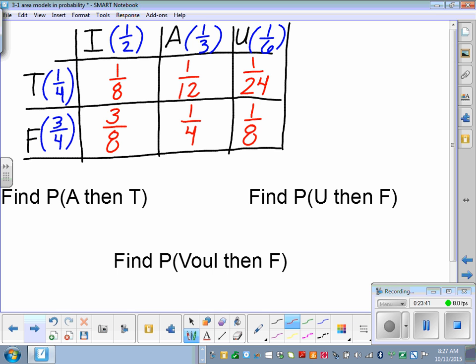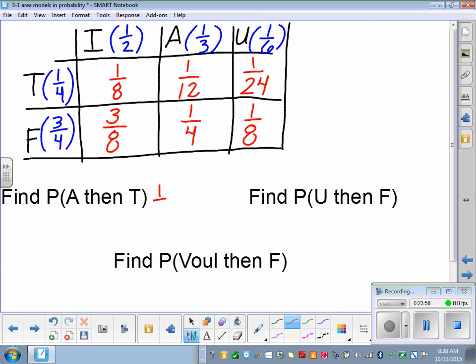All right. So this is what we have. I drew it up here now so that we have some room. All right. So find the probability of A then T. You guys tell me. Hurry, tell me so we can finish and I can let you practice. What's the probability of A then T? A then T would be 1/12.